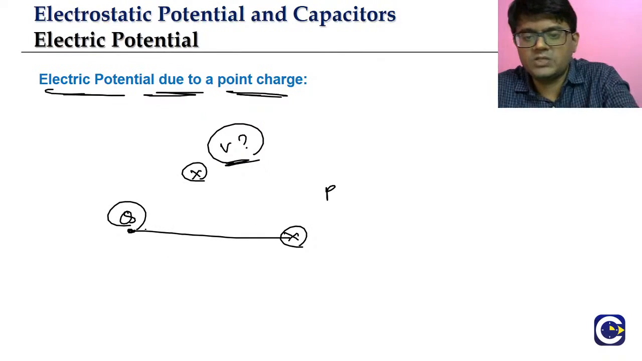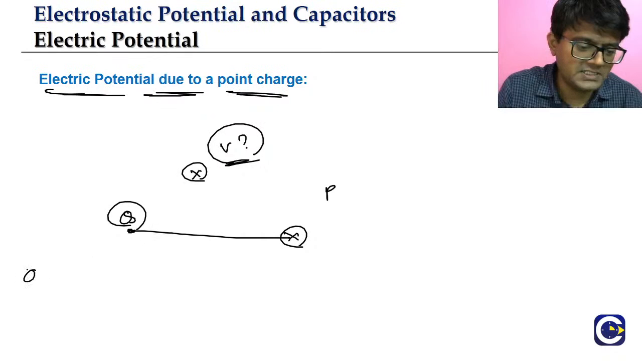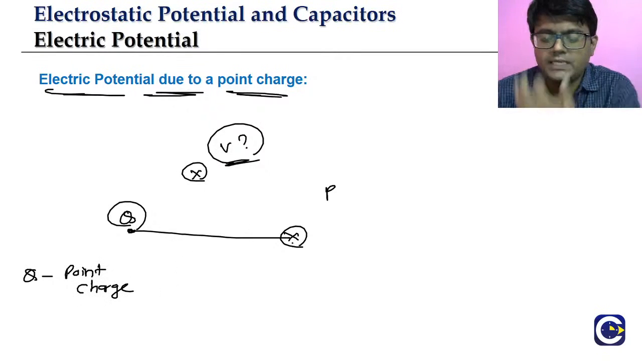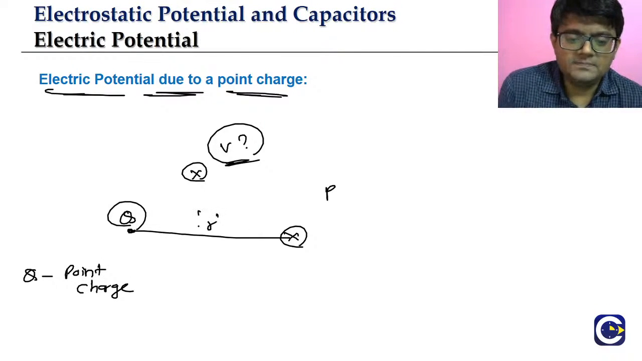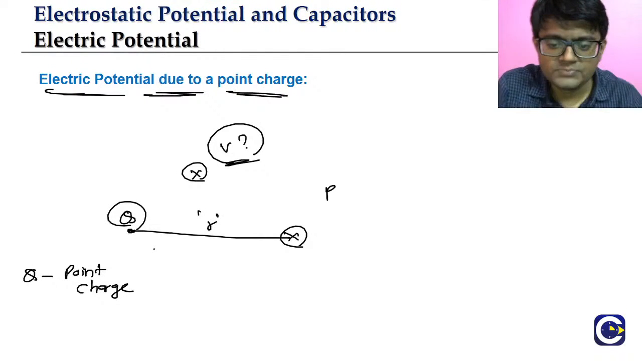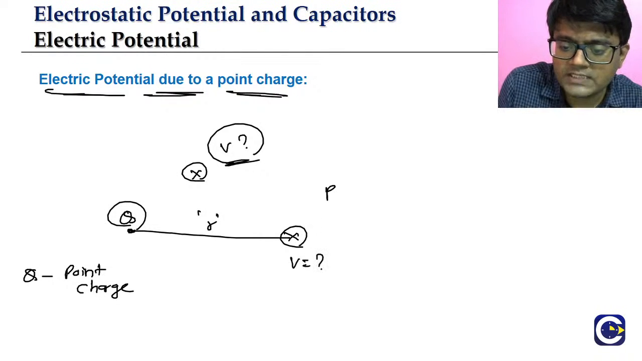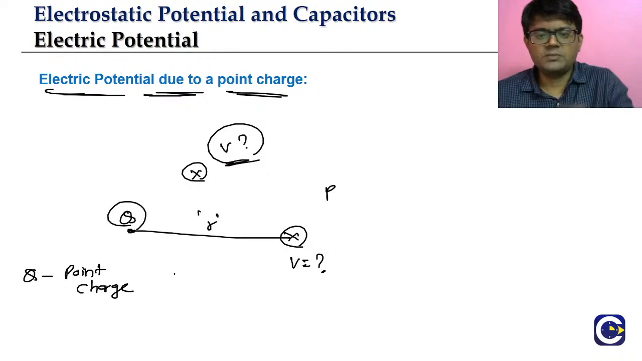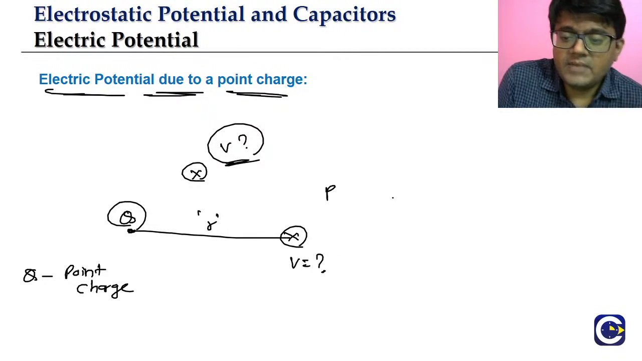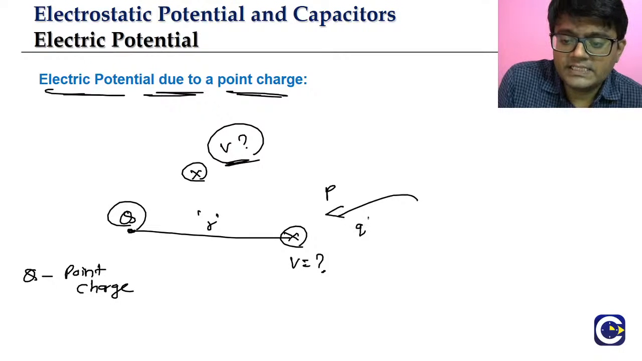We have taken the point charge capital Q. What is this capital Q? It is a point charge. We are marking a point P at a distance r from the charge. Now we want to find the potential here. What is the potential created by the charge at this location? For that, we will bring a test charge.